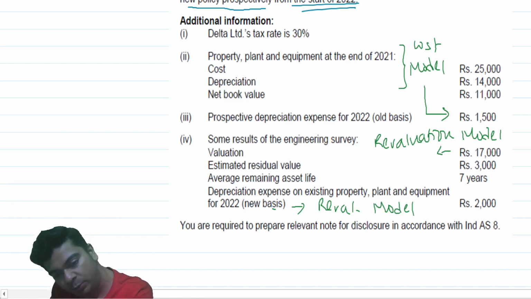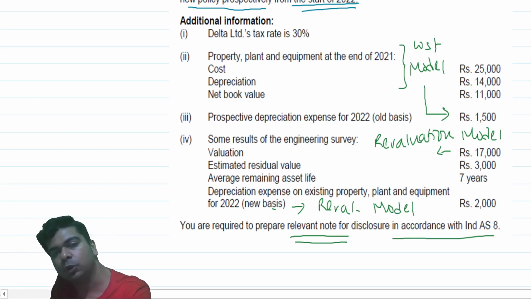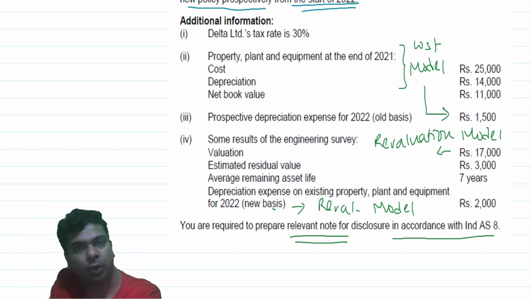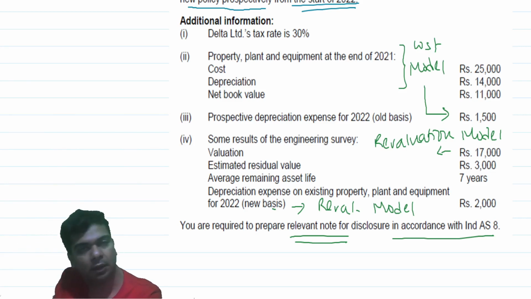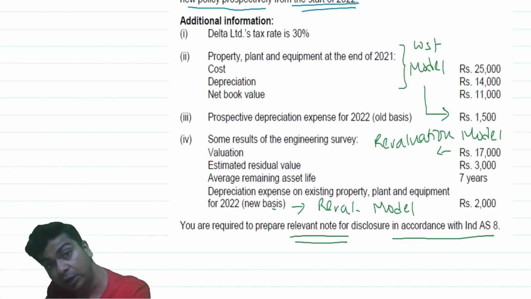You are required to prepare relevant note for disclosure. Okay. Only note is required to be prepared. I am changing the accounting policy. I cannot give its effect retrospectively because there is absence of data, right? All these things should be there in your note. I'm discussing in that way. You are changing an accounting policy.